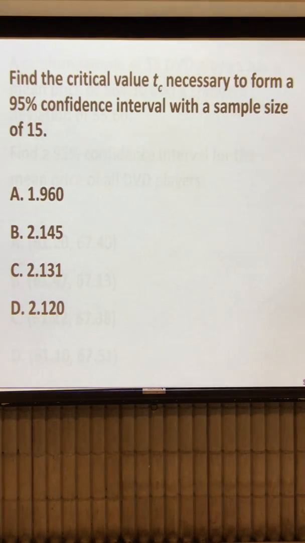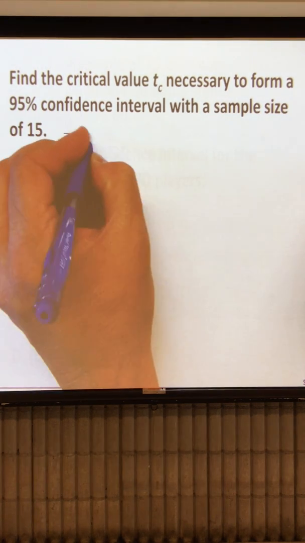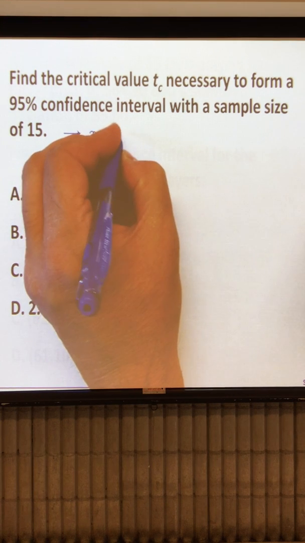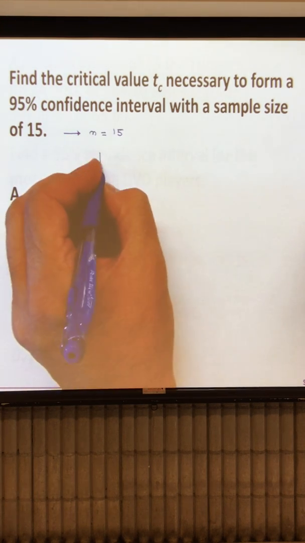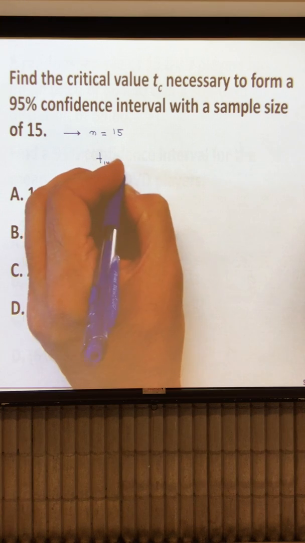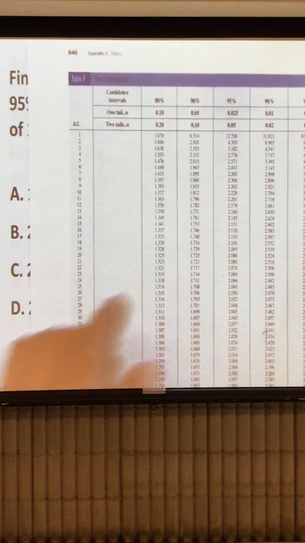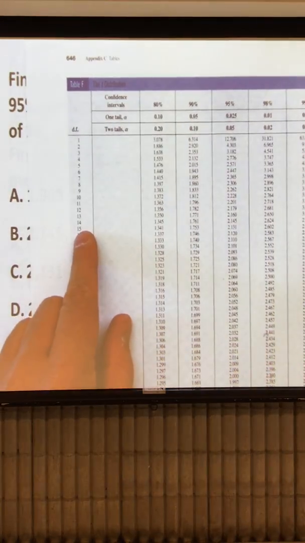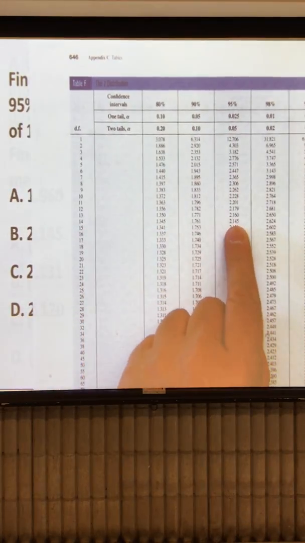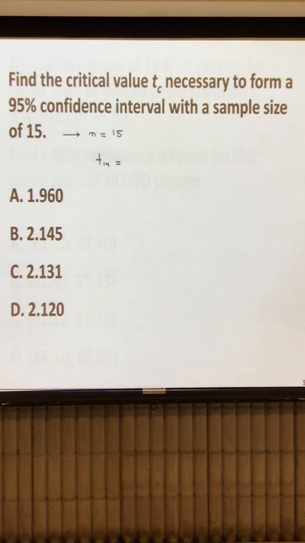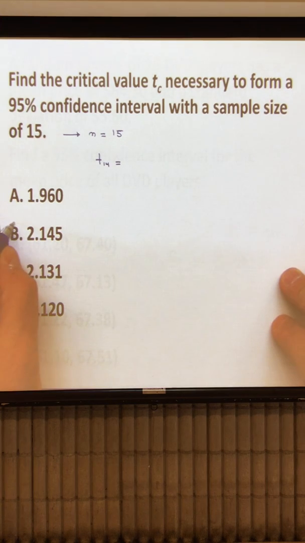Let's go to see the next one. For this one, we have a sample size of 15. So n is equal to 15. So we look for the t with 14 degrees of freedom and a 95% confidence interval. So we have to use the t-chart. So we have to go to 95% and then 14 degrees of freedom. So it is 2.145. So the correct answer is B.